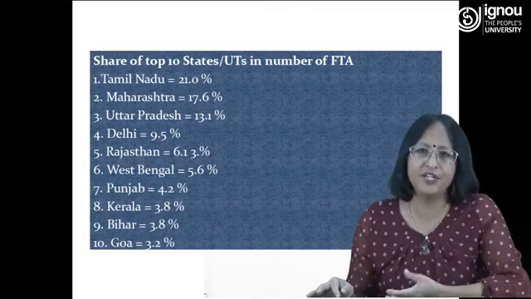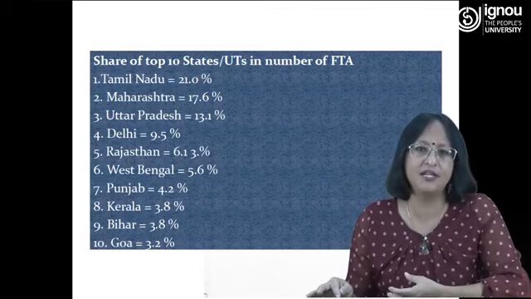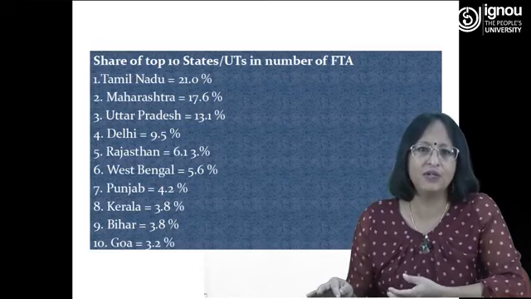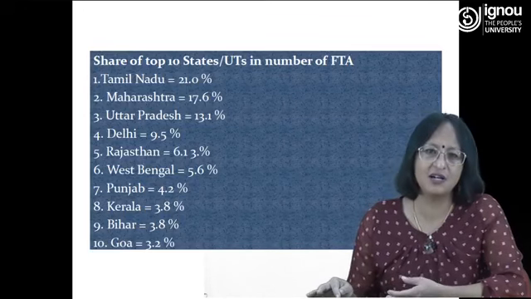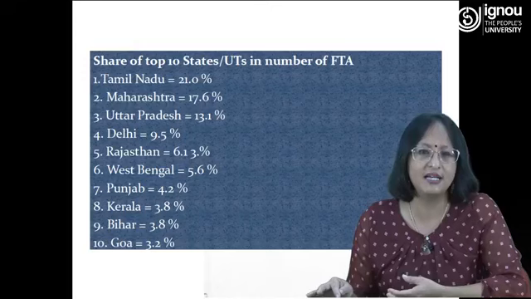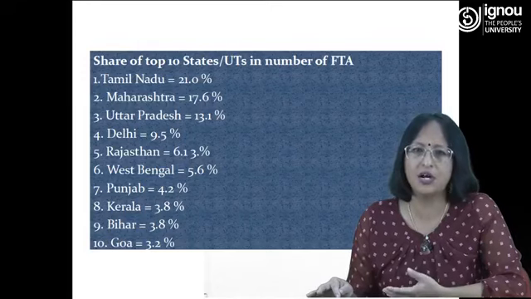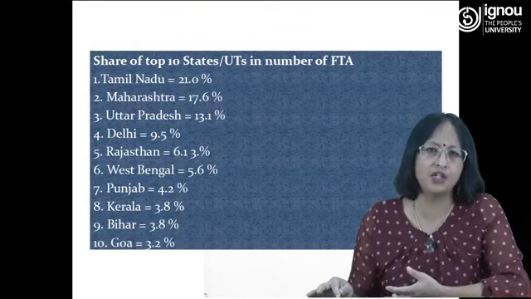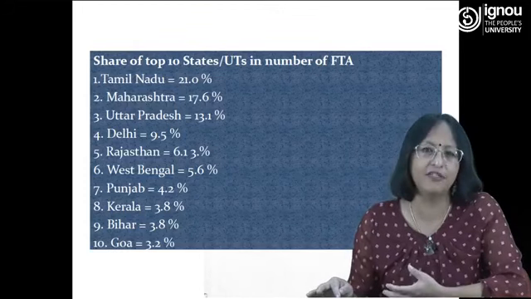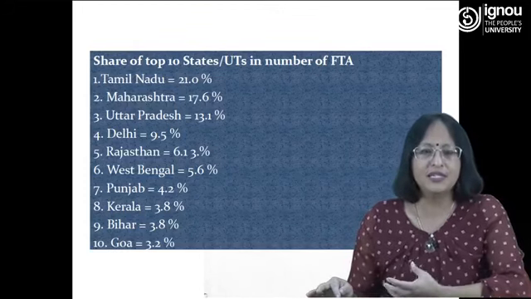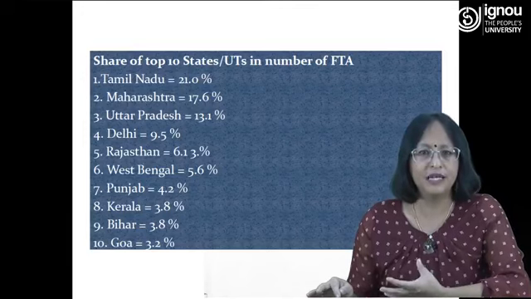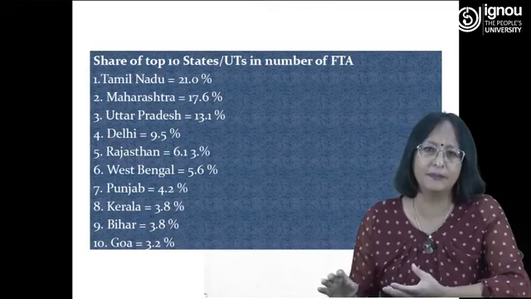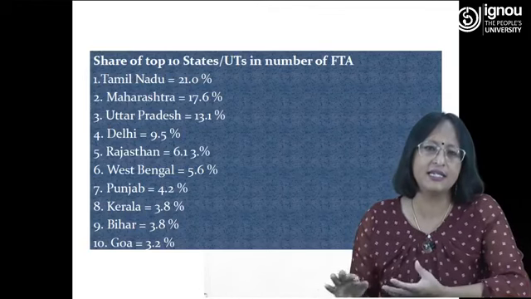They get a share of 21%, followed by Maharashtra. And Uttar Pradesh, Delhi with 9.5%, Rajasthan 6.13%, West Bengal, Punjab is in the 7th rank, Kerala is there, Bihar and Goa comes at the 10th position. So this brings up an interesting picture.